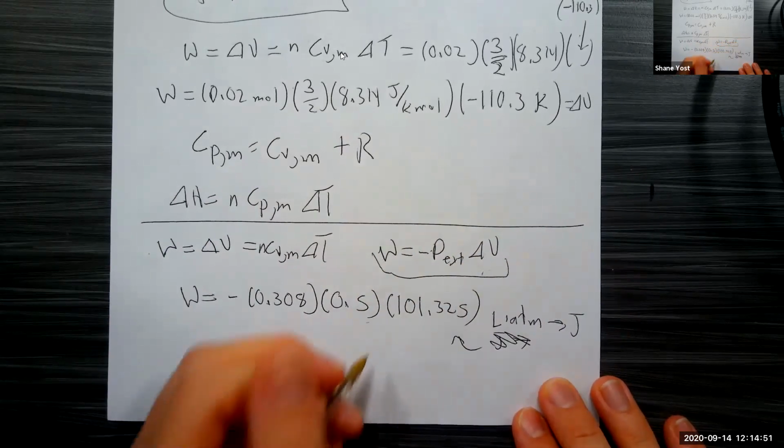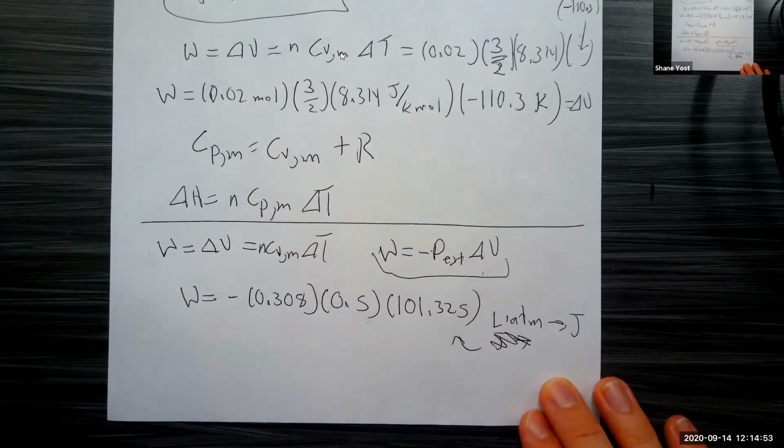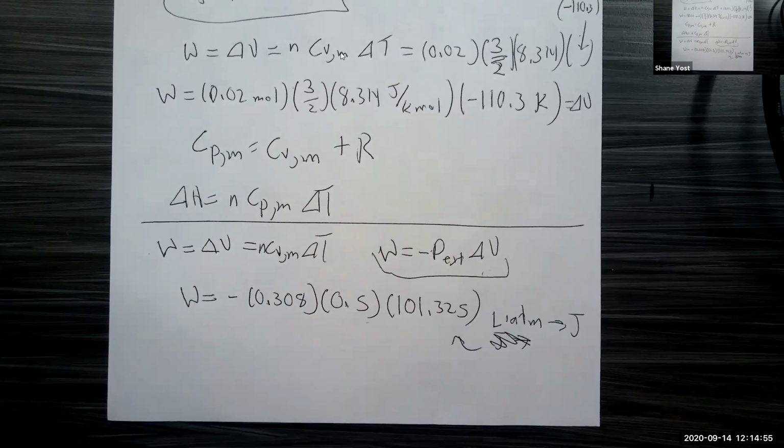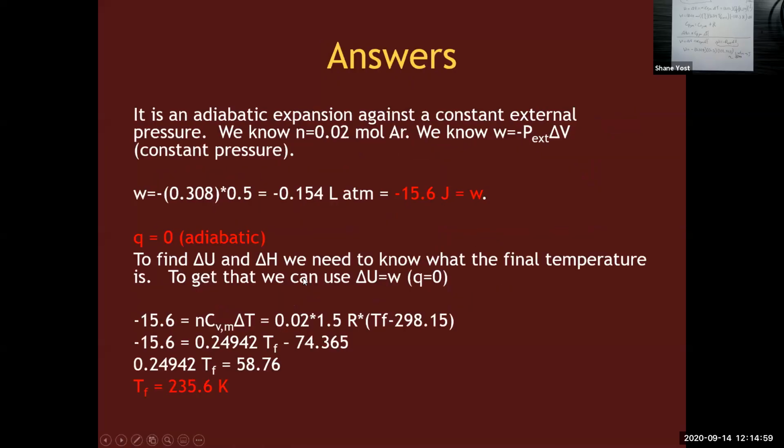That's where I get this number here. Okay, so I'm converting my liter-atmospheres to joules. Going back to this, my work, minus P external delta V, converting that to joules is minus 15.6 joules, the amount of work that I did. Q is equal to 0 because it's adiabatic, so delta U is equal to work.